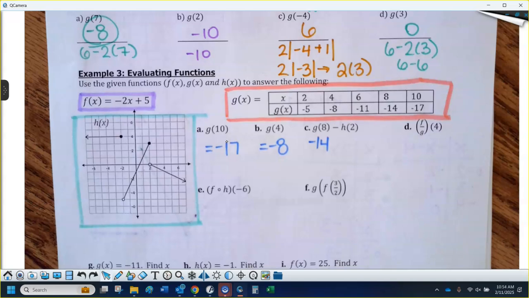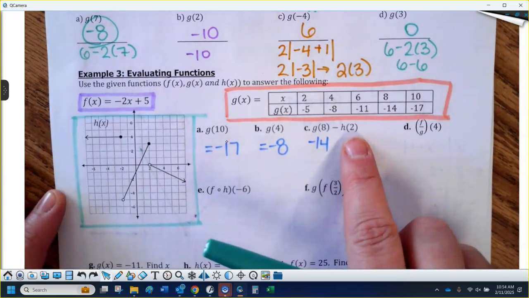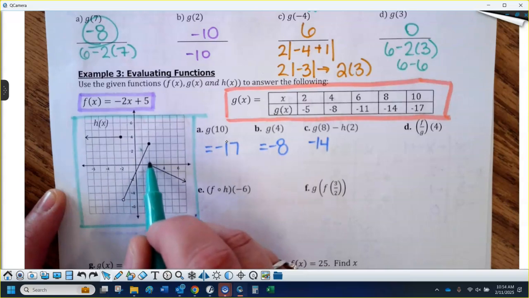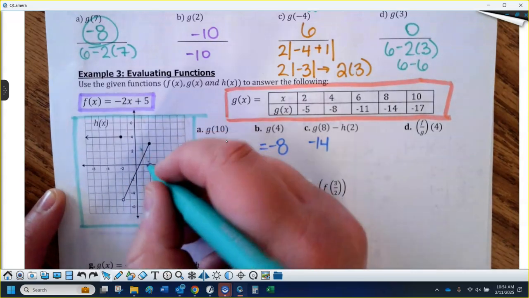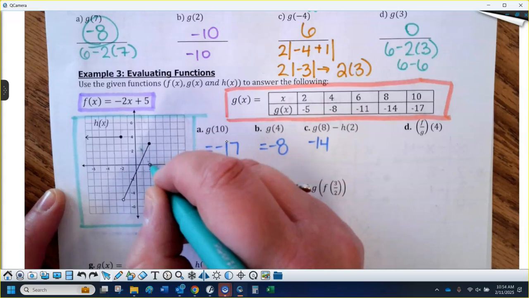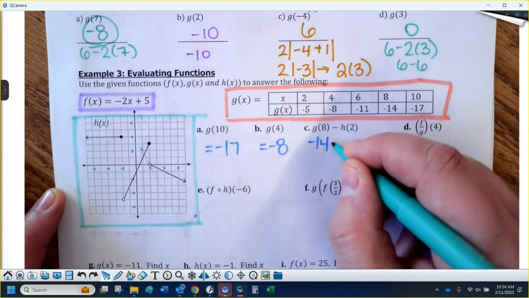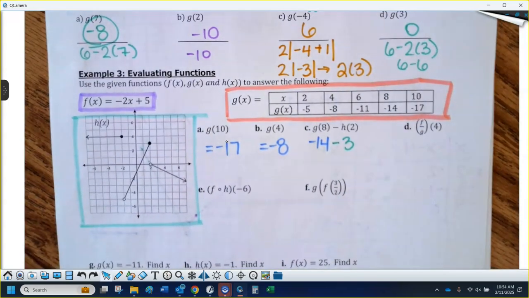So h, if you're looking at those different representations, is going to be the graph. So h of 2, again, we did some like this yesterday. So 2 is your x value. So here's 2, and you want to meet the graph. Now, in this case, I have an open circle right there, so we don't want to use that. We want to use the closed circle, and that's up at 3.